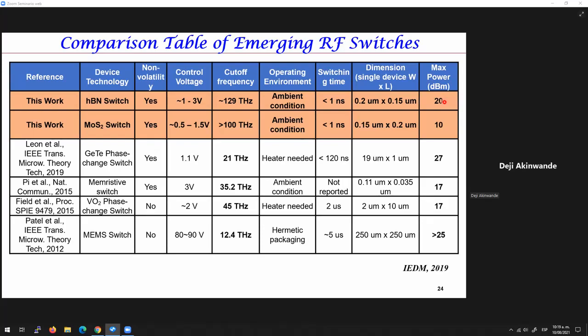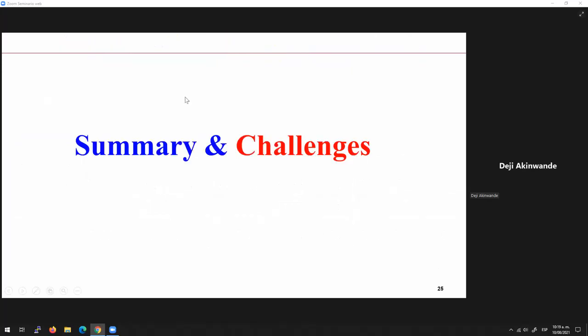The main advantage of HBN is its higher band gap and material stability. It can handle more RF power. We've gone to 20 dBm and 30 dBm in the on state. If you compare this with the other emerging candidates that have been studied for much longer, you see that the 2D materials essentially outperform all these other materials, including MEMS devices, phase change devices, and VO2 devices, in almost all respects, all metrics listed in this table.